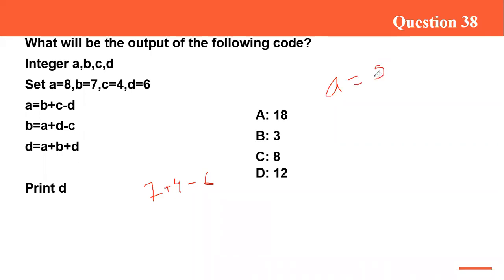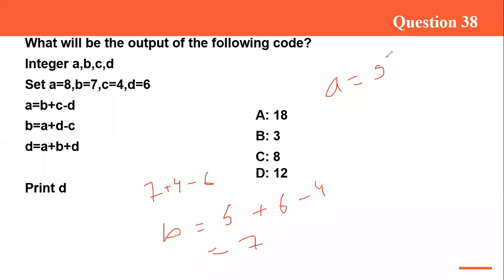Then B is equal to A plus B plus C, A plus D minus C. Now the current updated value of A is 5. 5 plus, we didn't change the D value yet, so it is 6 only. Minus the C value, we didn't change anywhere, 4. So it is nothing but 5 plus 6 minus 4. What is that? It will be 7. So the B value is updated as 7.